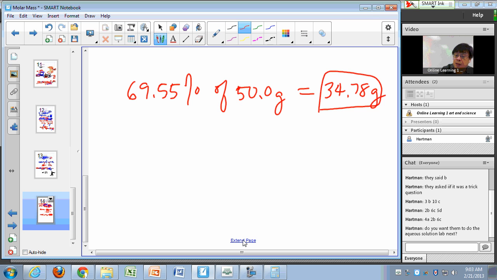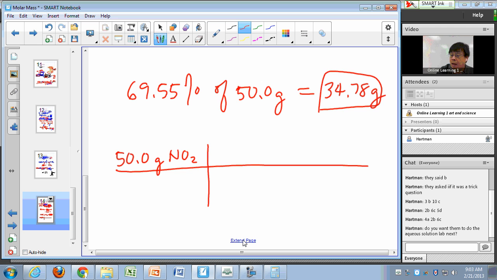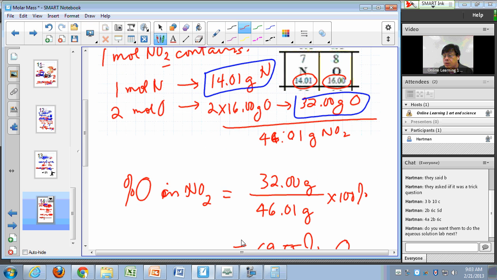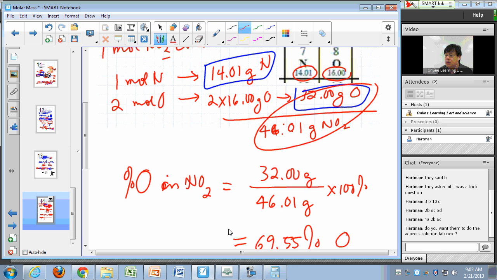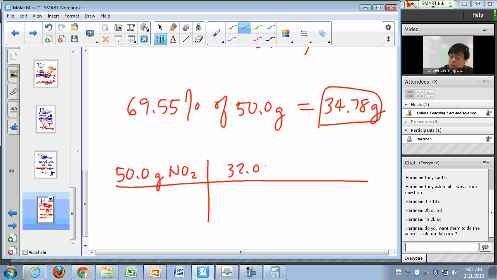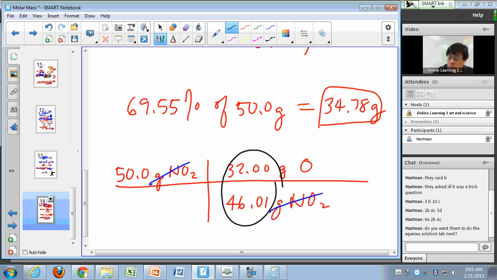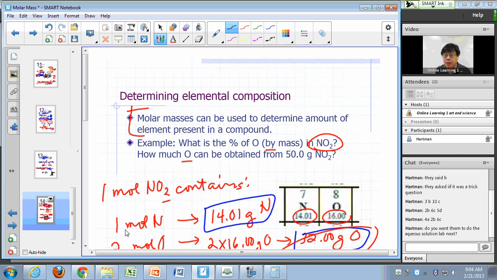Or if you prefer, you can do this using the picket fence approach. You can say 50.0 grams NO2. The relationship of oxygen to NO2 is 32 to 46. So 32.00 grams oxygen, 46.01 grams NO2. So grams NO2 cancels out. Notice that this is really nothing more than 0.6955. So percentage times the actual mass will give you the mass of the element that's present in your compound. Okay? And so I think that's the end of this PowerPoint presentation. We'll continue with solutions and molarity next time.